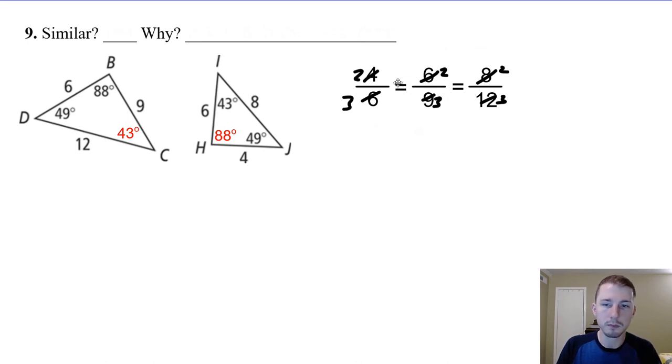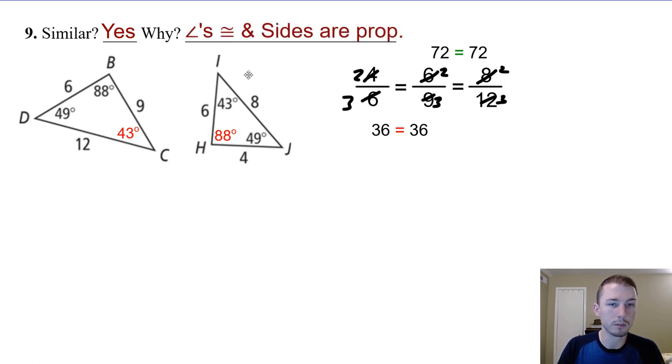And we could, if we wanted to, cross multiply them and we would get that they're all the same thing, right? So 36 is equal to 36, 72 is equal to 72, but after I reduce, we get 6 is equal to 6 on all of them. All right, so are they similar? Yes, because two things, their angles are congruent and their sides are proportional.